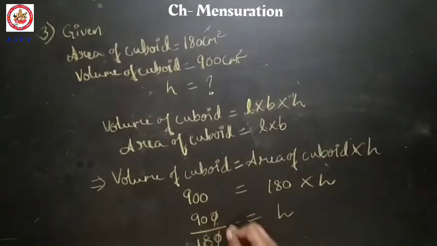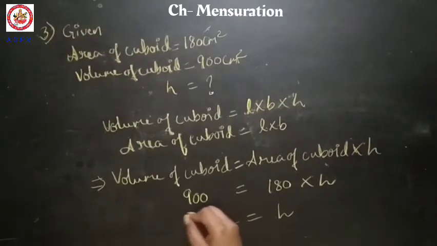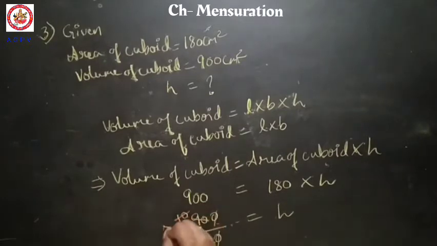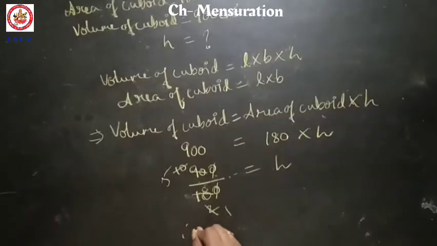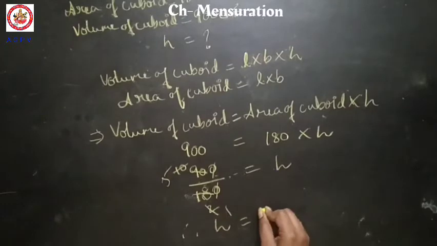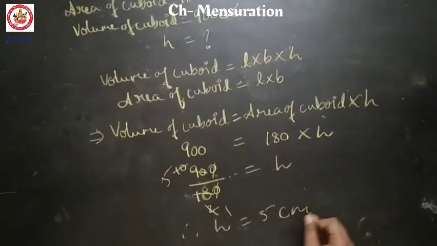So 0 and 0 get cancelled. Here 9 2s are 18, here 9 10s are 90. Again, can we cancel here? Yes, we can cancel. So 2 1s are 2, and 2 5s are 10. Therefore, we got the H value as 5 centimeter. I hope you people have understood this one. Let us go for the next question.